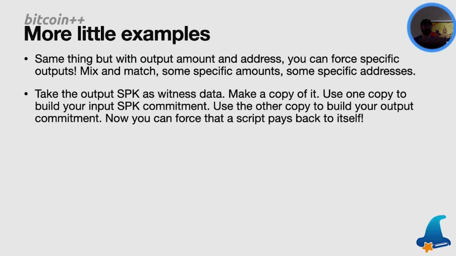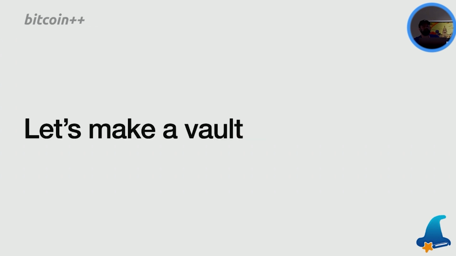Another example that you could do is you can take the output destination address, the script pub key, make a copy of it, and then use that copy when you build up the commitment on your inputs. And this is actually a way that you can enforce that the coins are being spent from an address back to the same address. So you can actually have covenants where the coins have to be spent back to the same address over and over again until there's some state transition and they can escape. And we'll look at an example of that now.